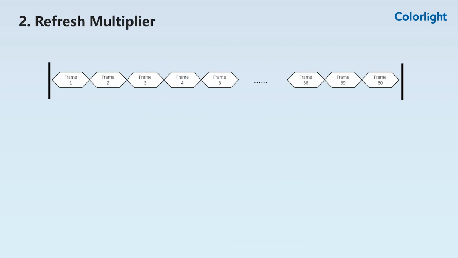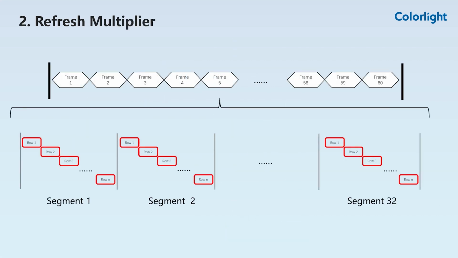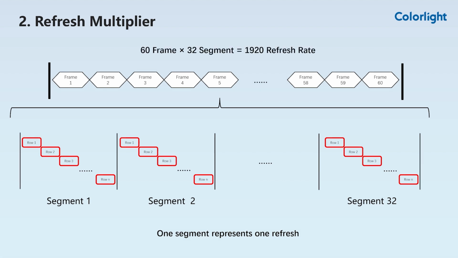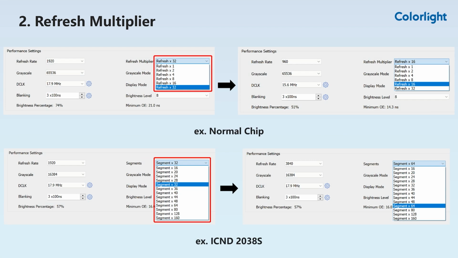2. Refresh multiplier. Refresh multiplier refers to the number of times a frame from the video source is refreshed on the LED screen. In some chips, refresh multiplier is also known as the segmentation. For instance, if the video source has a frame rate of 60 Hz and the refresh multiplier is set to 32, one frame of the video will be displayed using 32 refresh cycles of the LED screen, resulting in a refresh rate of 60 times 32, which is 1920 Hz. Different chips have different capabilities of segmentation. In addition, the refresh rate is influenced by many factors, and the refresh multiplier can directly adjust the refresh rate.